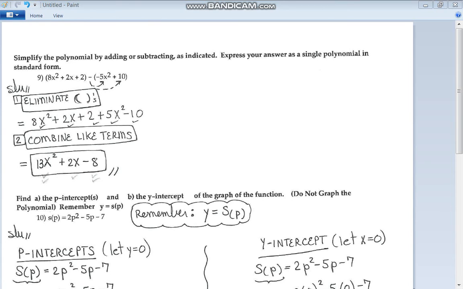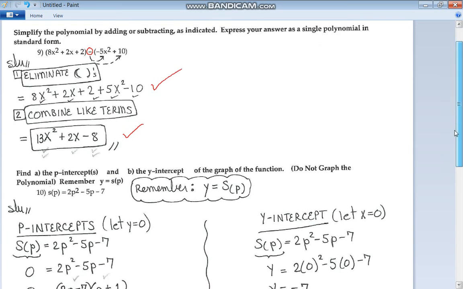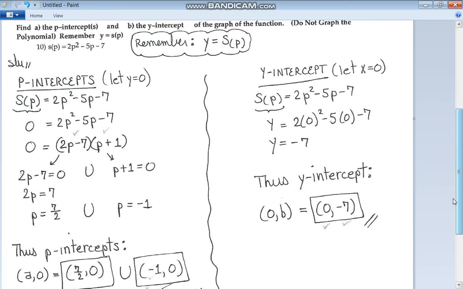Number 9, simplify the polynomial by adding or subtracting. Express your answer as a single polynomial in standard form. Well, we have subtraction happening here, so the first thing we're going to have to do is distribute the minus sign, and that gives us 8x squared plus 2x plus 2 plus 5x squared minus 10. Then we just go through this list and we combine any like terms for our final answer, 13x squared plus 2x minus 8.